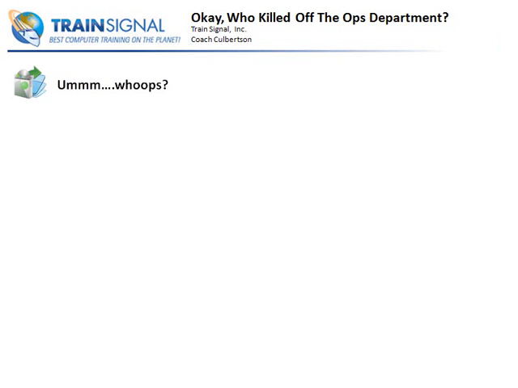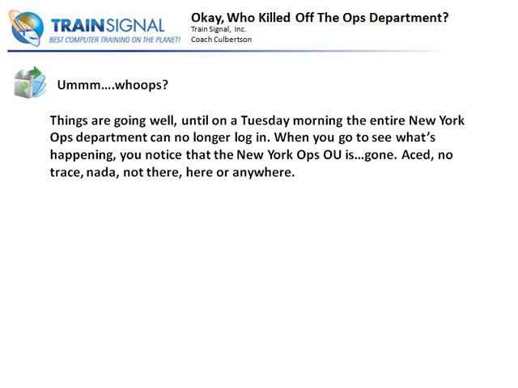All right, so let's start off by talking about who killed off the ops department. Everything's going well until on a Tuesday morning, the entire New York ops department can no longer log in. So what do you do? First of all, you go see what's going on in your Active Directory, right? And you notice that the New York ops OU is just gone. It's missing. It doesn't exist anymore. And that's obviously not good.